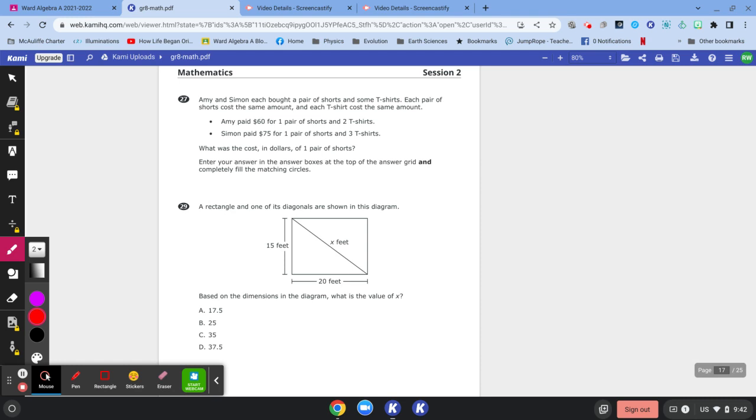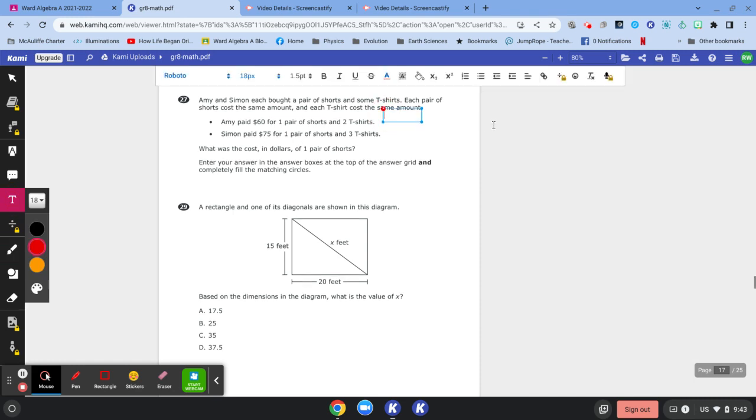This is a system of equations. So I'm going to use the text box for this. It's a fairly simple system. I'm going to call S shorts and T t-shirts. So S: we have one pair of shorts for Amy plus two t-shirts for Amy, and she paid $60. And Simon bought one pair of shorts and three t-shirts and paid $75. And so we want to find out what the cost of one pair of shorts is.